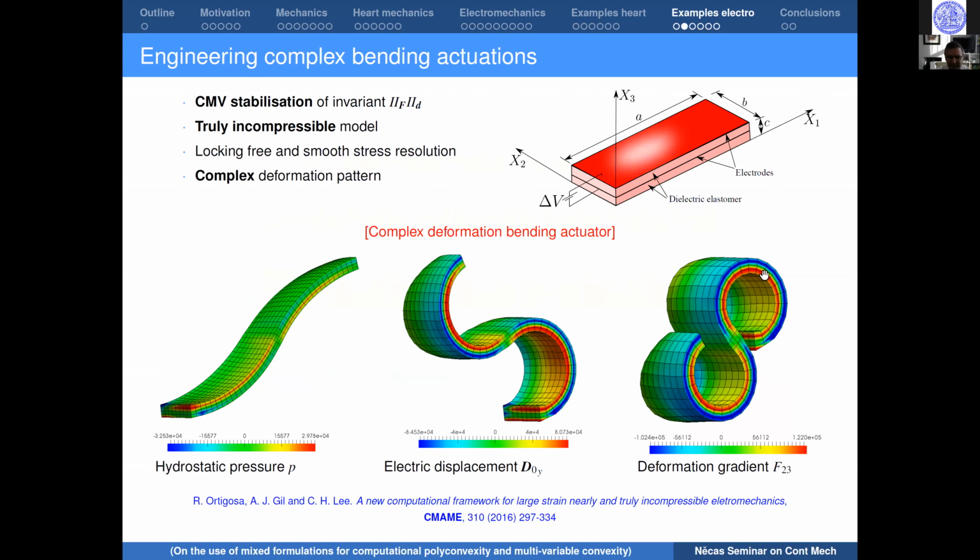Regarding examples in electro, a variety of things that we did. So we've been looking at this sort of figure-eight shape behavior by placing electrodes in the right position. This was an isotropic model, and we were comparing different finite element solutions to demonstrate that they were locking free and so on.